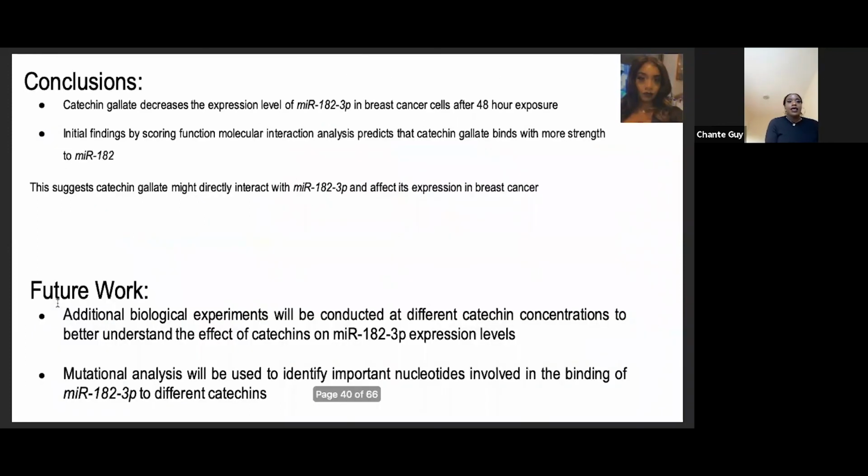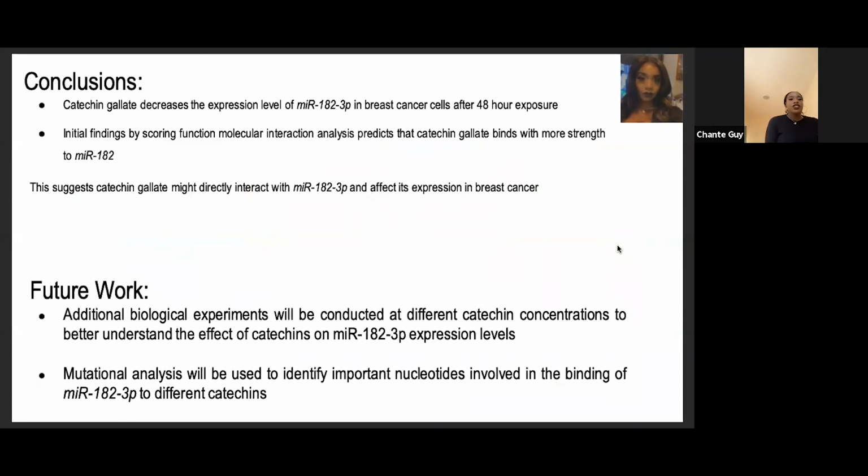To summarize, the data suggests that catechin gallate decreases microRNA 182-3P levels, and that its SF5 score predicts it to bind the strongest to this microRNA. This suggests that direct interaction of these catechins to this microRNA is how its levels are modulated in breast cancer, which has never been done before.